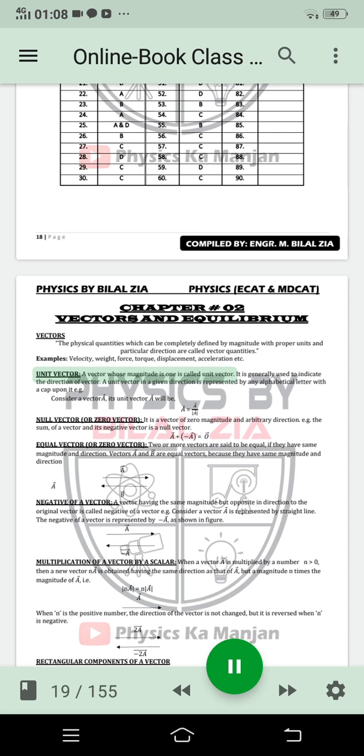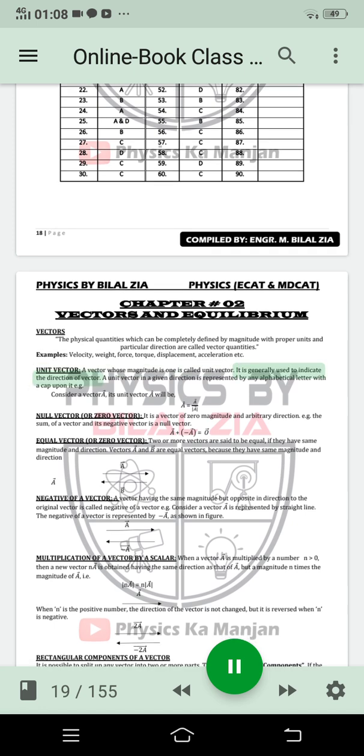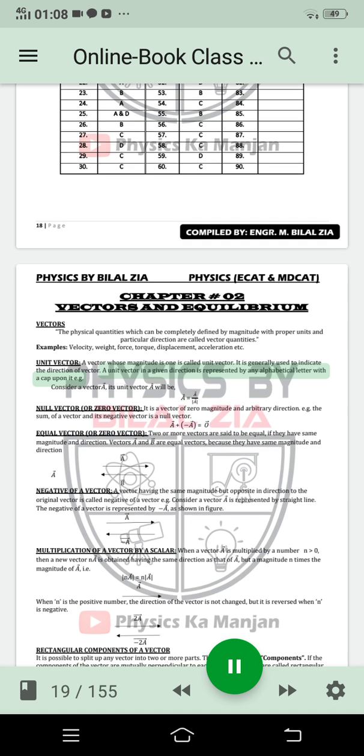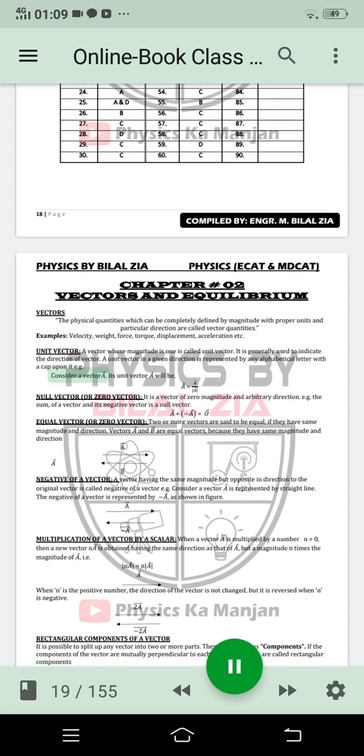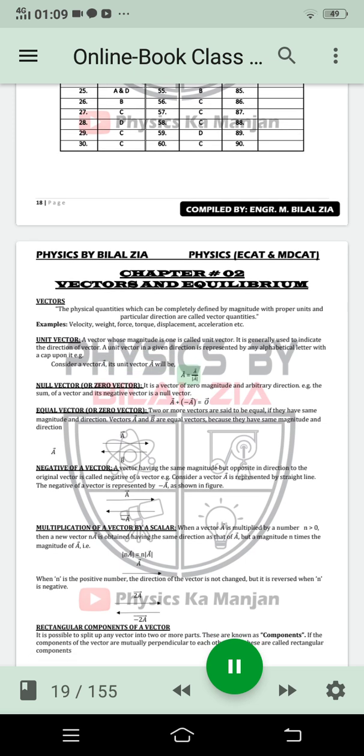Unit vector. A vector whose magnitude is 1 is called a unit vector. It is generally used to indicate the direction of a vector. A unit vector in a given direction is represented by any alphabetical letter with a cap upon it, e.g. consider a vector A. Its unit vector Â will be Â = A/A.